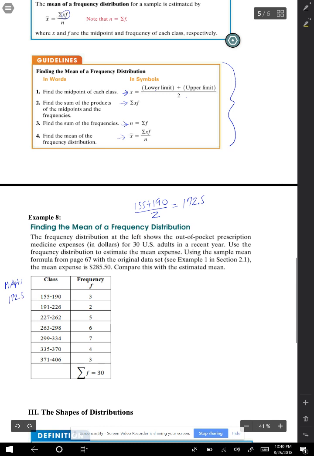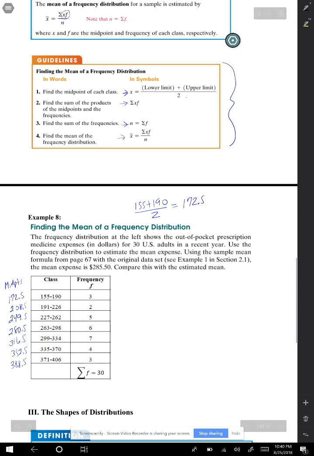172.5, 208.5, 249.5, 280.5, 316.5, 352.5, and 388.5. This is just by adding and dividing by 2 to get each one of these numbers.